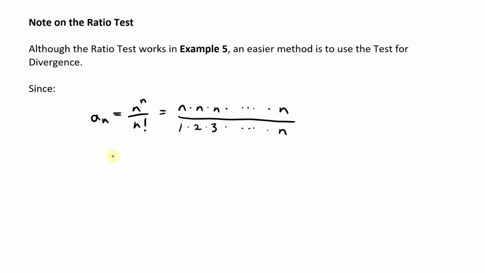Now this is going to be greater than or equal to n. If we have n over 1, that's equal to n. Here we have n over 2, which is greater than or equal to 1, and so on and so forth all the way to the end. The only place where they cancel is when it equals 1. So in other words, it's going to be greater than or equal to n over 1, which is n.